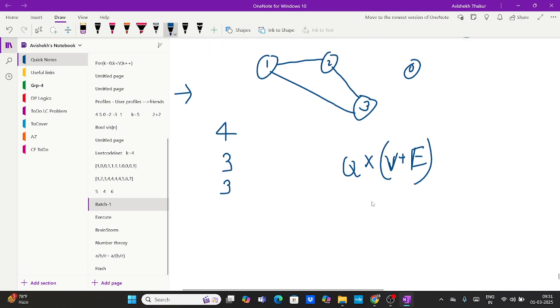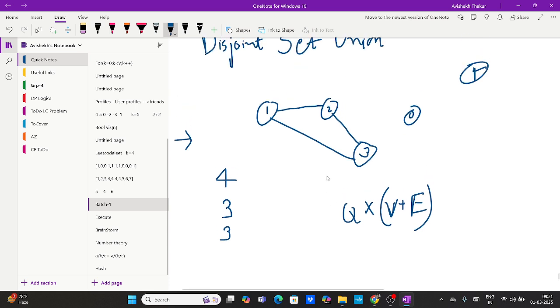But what's the problem? The problem is Q can again be up to 10 power 5, and since V and E can also be up to 10 power 5, it obviously gives TLE, right? So we cannot go with our brute force approach. Now let's see how DSU helps us in this kind of setup.